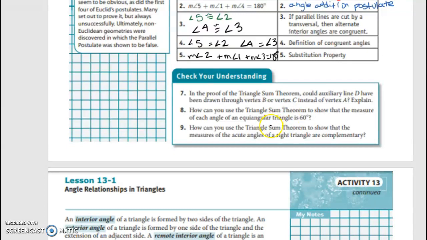Okay? So number 8, how can you use the triangle sum theorem to show that the measures of each angle of an equiangular triangle is 60 degrees?